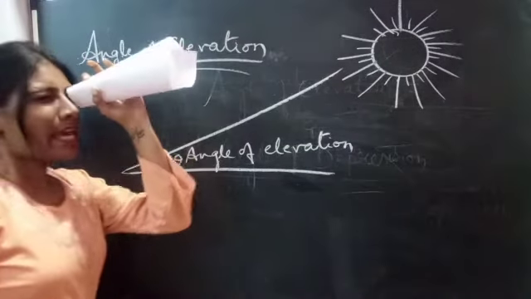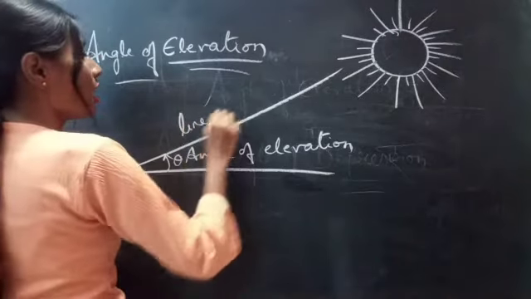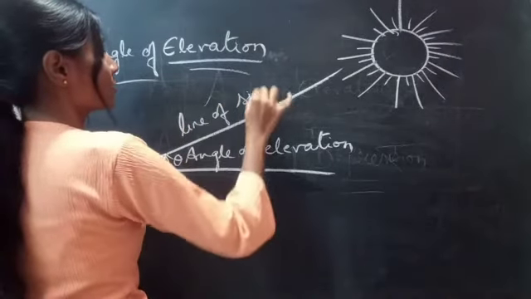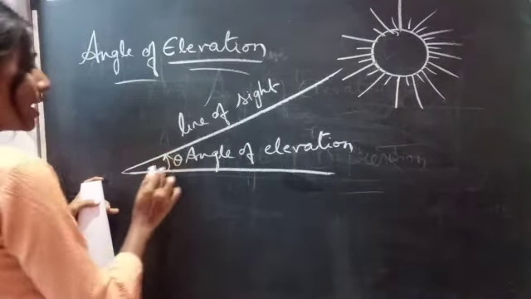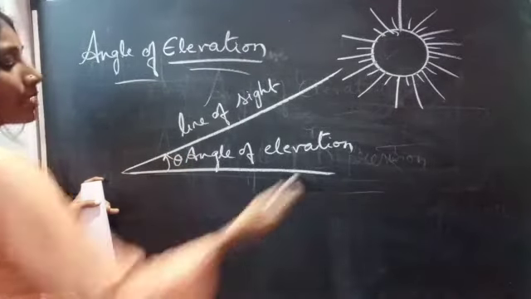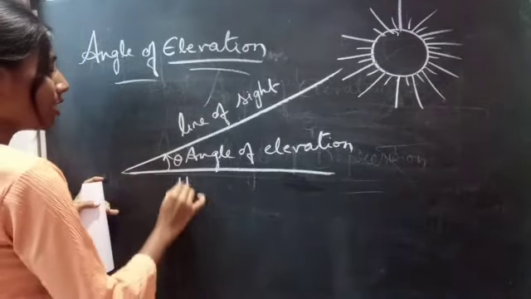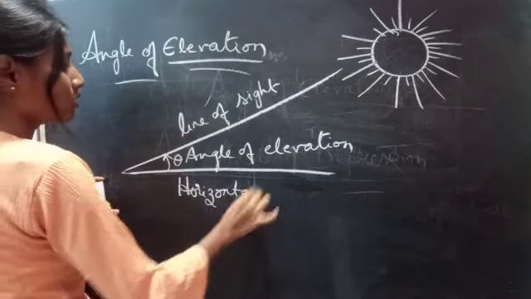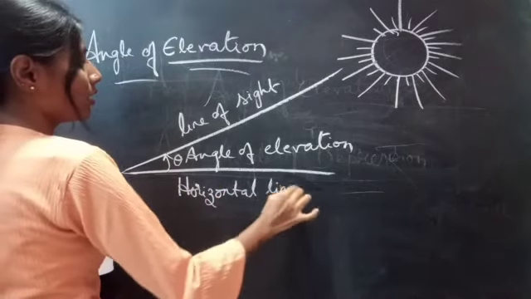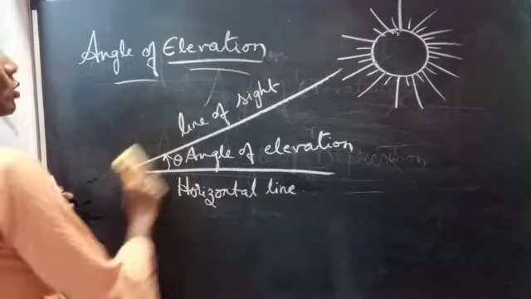You're looking at something, right? So this is the line of sight. This is called line of sight, and the angle so formed is angle of elevation, and you'll consider a horizontal line. A horizontal line. Okay. So let's see.